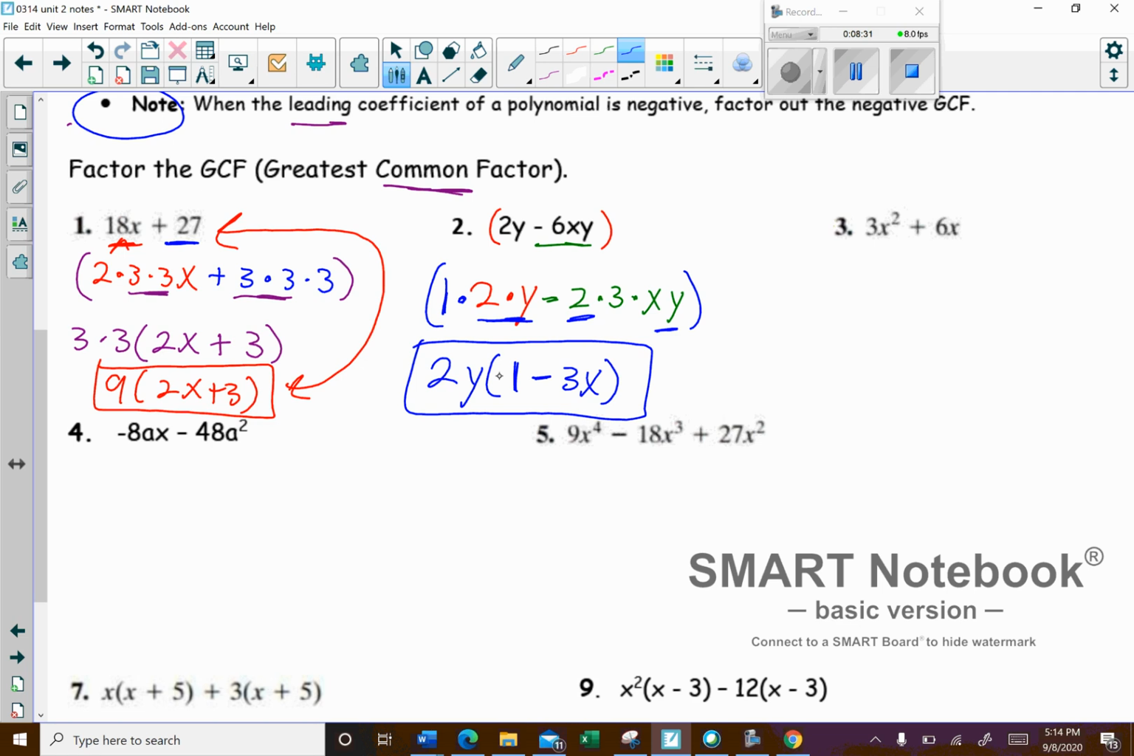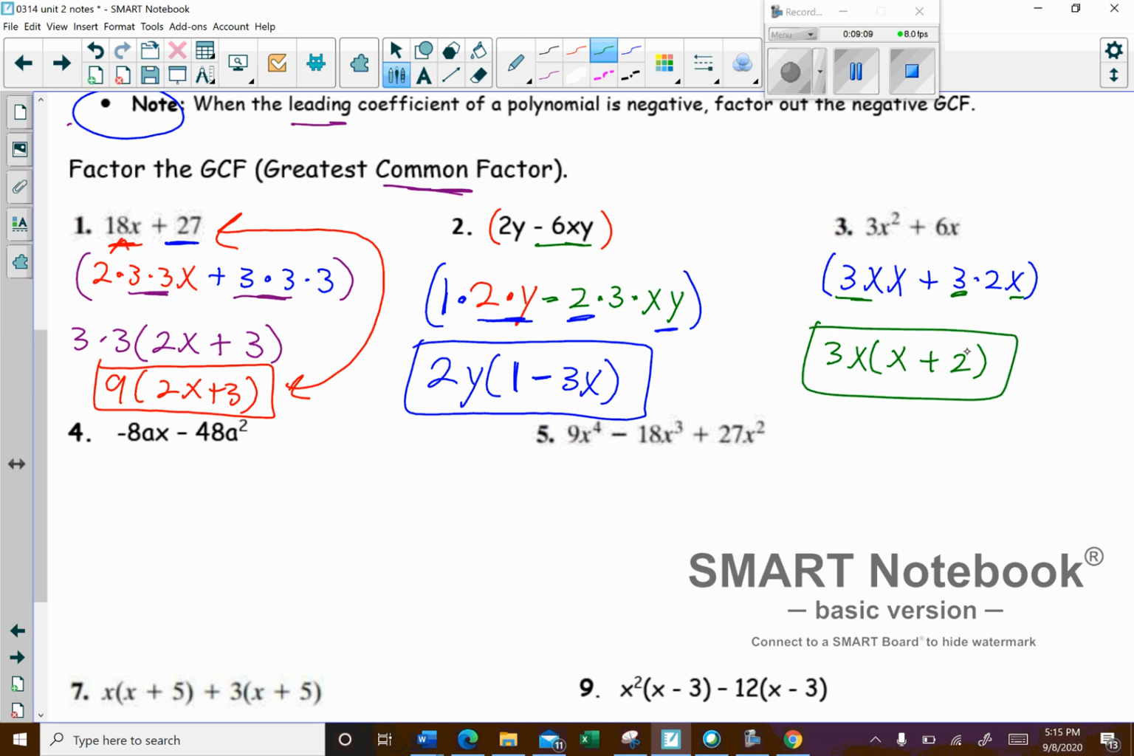Okay, looking at number 3, I've got 3x squared plus 6x. So that x squared, if I want to, I could write it as x times x, same thing. And then I have a plus, and that 6x I'll break up as 3 times 2 times x. Between the two of them, they both have a 3 and an x, so a 3x right there. I take out the 3x, and that will leave me with an x here, and a plus, and that second term has a 2. And there we go. That's my answer.